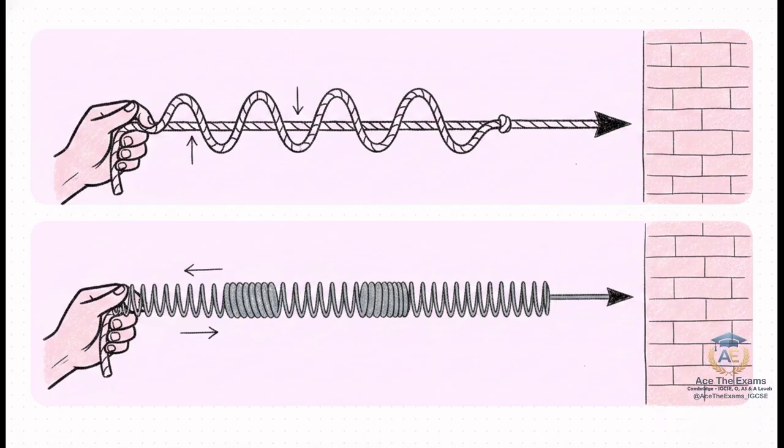On the flip side, we have longitudinal waves. Here, the particles vibrate parallel to the direction of travel. If you take a stretched spring and push and pull it sharply, you'll see these tight compressions and loose rarefactions traveling down its length. That's exactly how sound waves work.